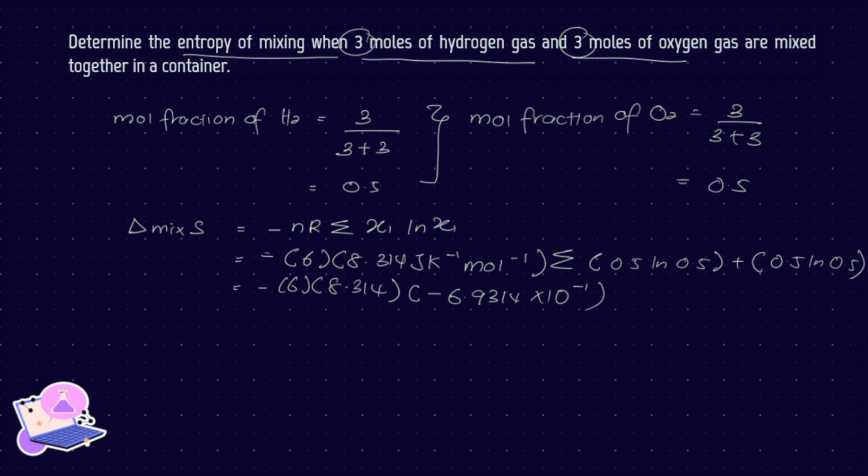So you're going to do the multiplication of these, so you shall get 3.4577 times 10 to the power of 1 joule per Kelvin. So this is the final answer for the first question.